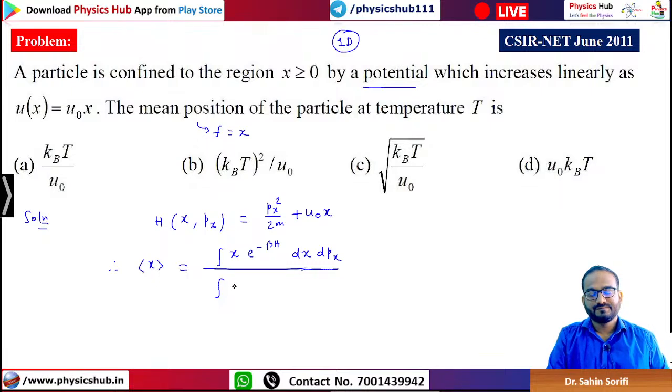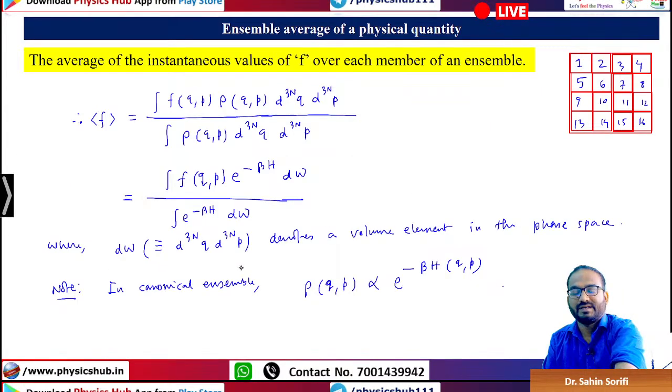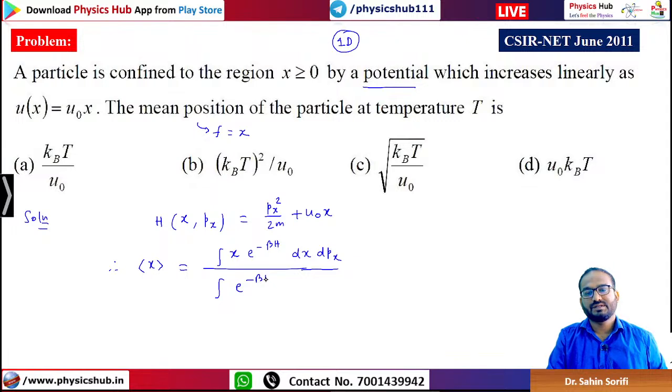divided by integration of e to the power minus beta H d omega, that is, e to the power minus beta H dx dpx. If it had two dimensions, let's say it would have been dx dpx into dy dpy. For 3 dimensions dz dpz will also be multiplied. So dx dy dz, that is d3q, and dpx dpy dpz, that is d3p. I hope you are getting everything now.